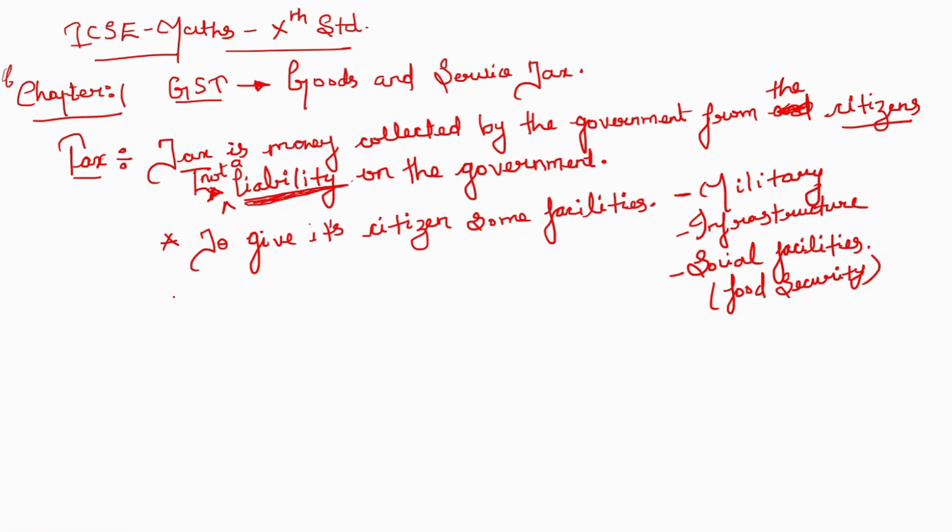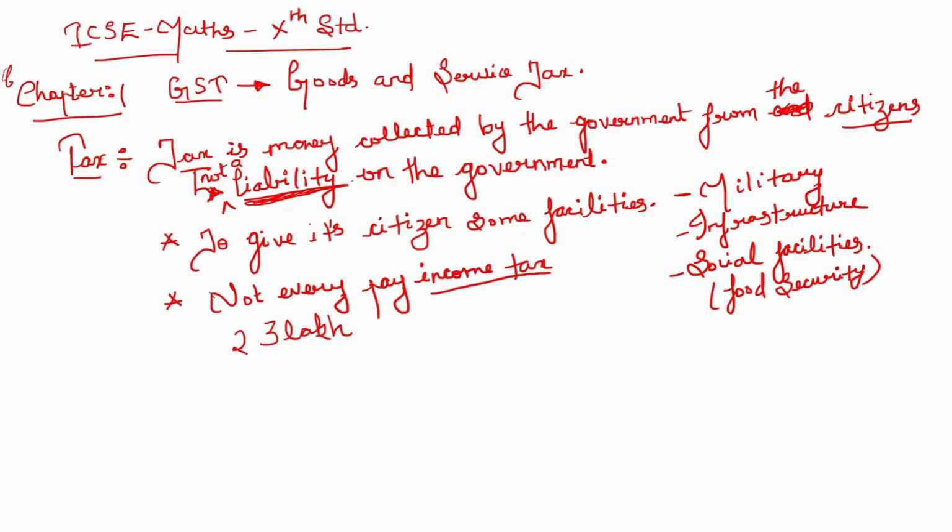Now, the second question is, is everyone paying the taxes? No, not everyone pays income tax. Income tax is different, we'll see when we see types of taxes. Income tax is paid by some of the people who have good income. If you come under that slab, for example, if your income is more than 3 lakh rupees, you have to pay taxes. Or 4 lakh rupees, you have to pay taxes that way. So not everyone pays income tax.